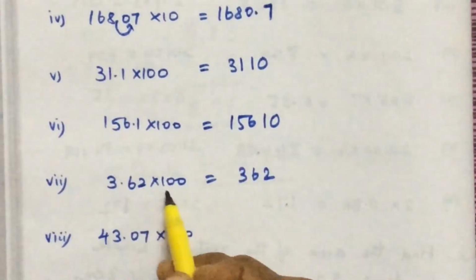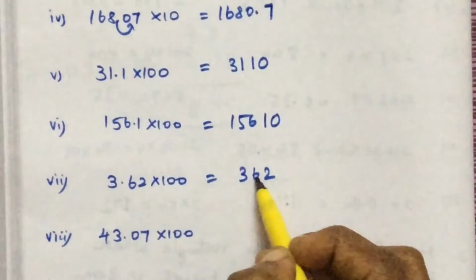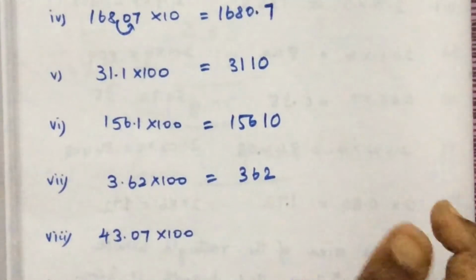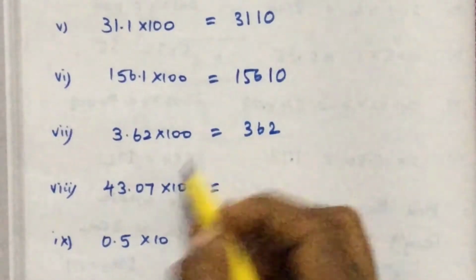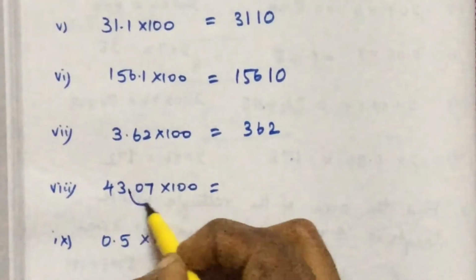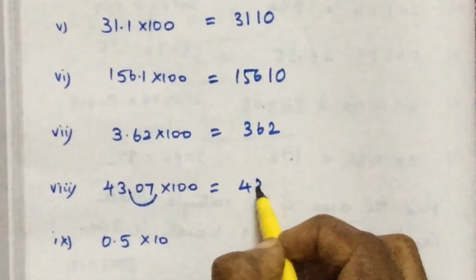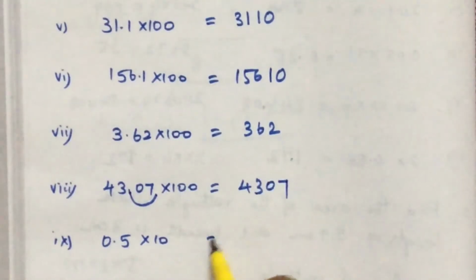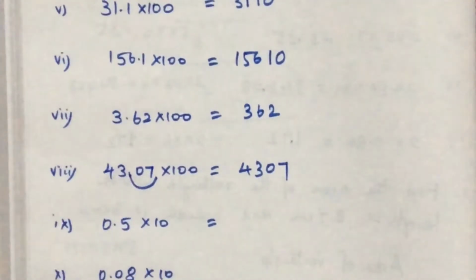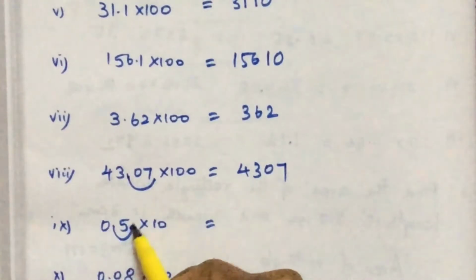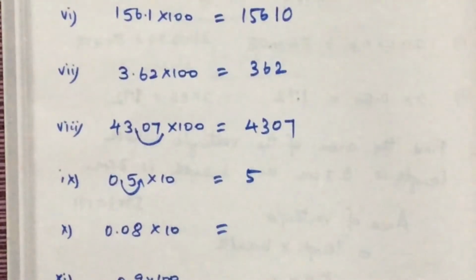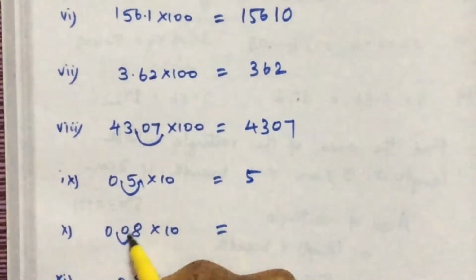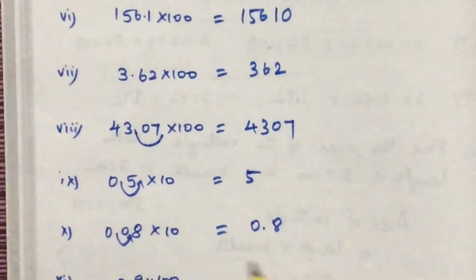The next is 362. So from here it is 1, 2. So it will come here, which is 362. The next is 2 digits from here. So from here to here. So 4307. Here there is only one digit. So from here to here, which is 5. Here there is only one digit, from here to here, which is 0.8.